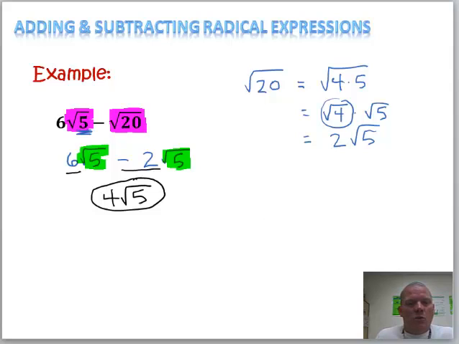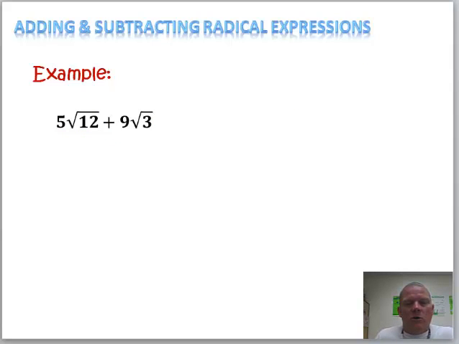Alright, easy as that. Let's do one last example. Alright, here's our last example. 5 times the square root of 12 plus 9 times the square root of 3.